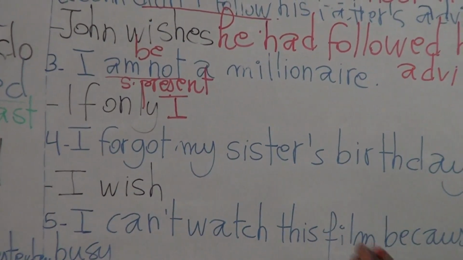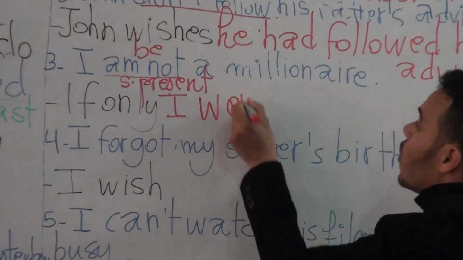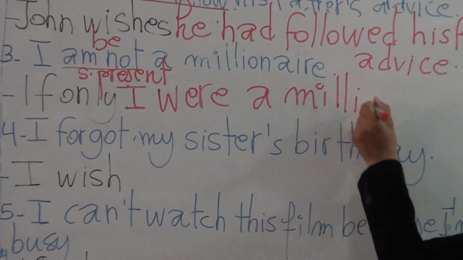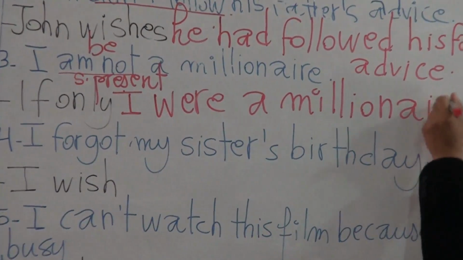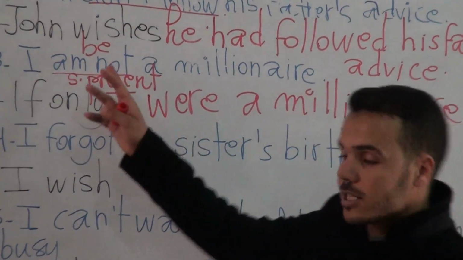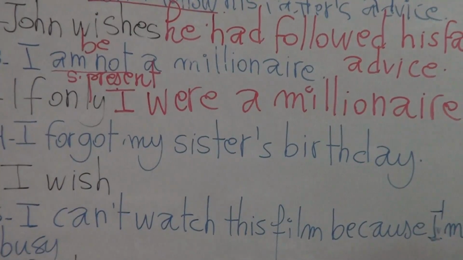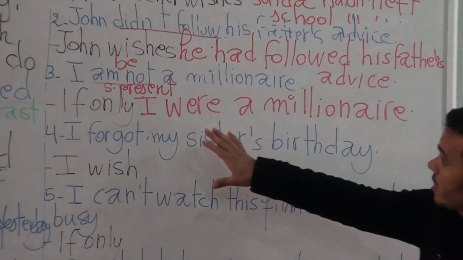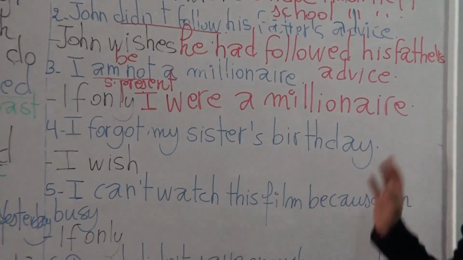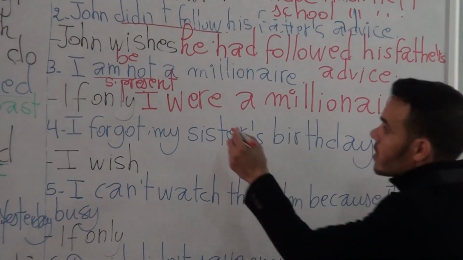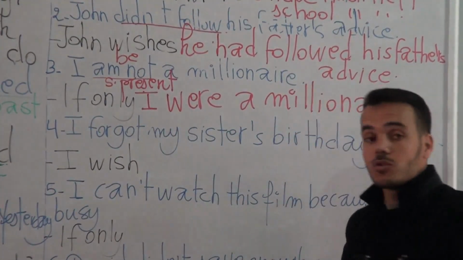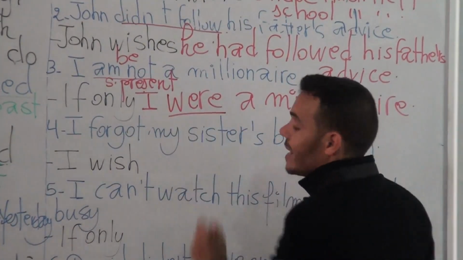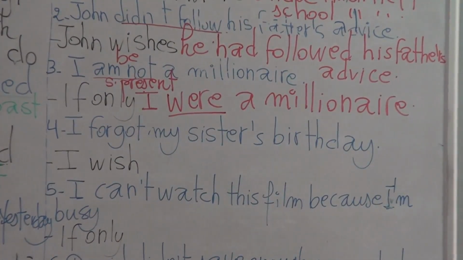If only I were a millionaire. So actually I am not a millionaire. So I wish the opposite. I wish my situation were different. I wish, or if only I were a millionaire. Why do we use here were? Actually, we should use was. But why did we use were? Because this is unreal past, right? Unreal past.